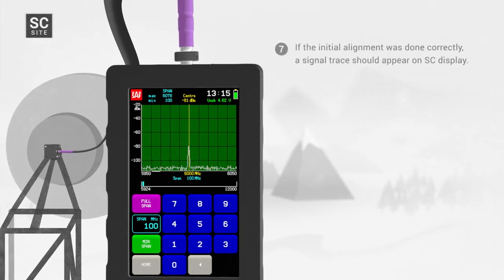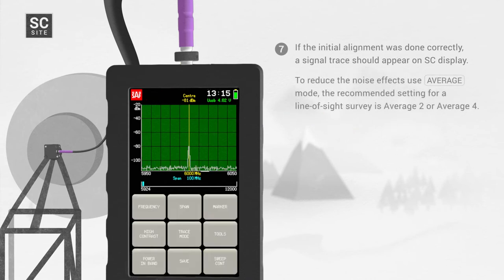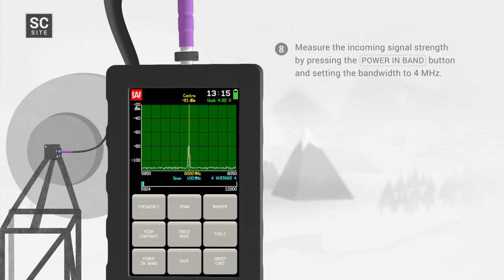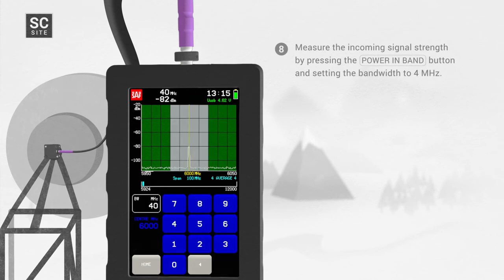7. If the initial alignment was done correctly, a signal trace should appear on the SC display. To reduce the noise effects, use average mode. The recommended setting for a line of sight survey is average 2 or average 4. 8. Measure the incoming signal strength by pressing the power in band button and setting the bandwidth to 4 MHz.